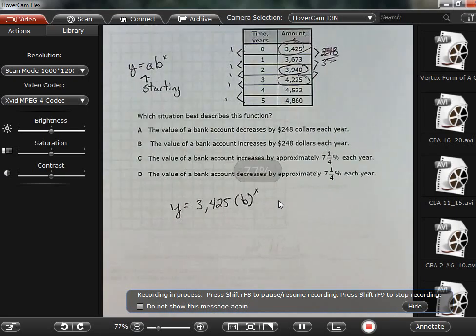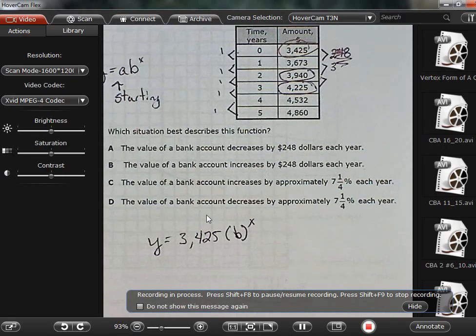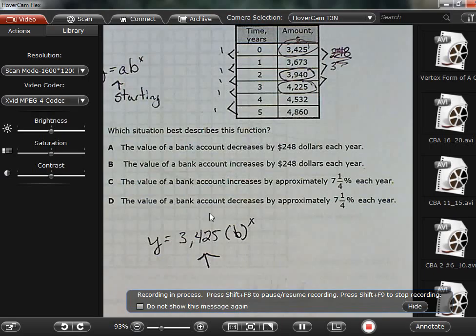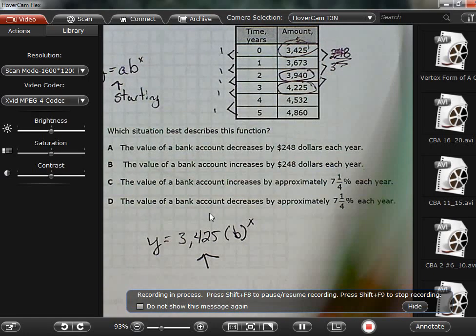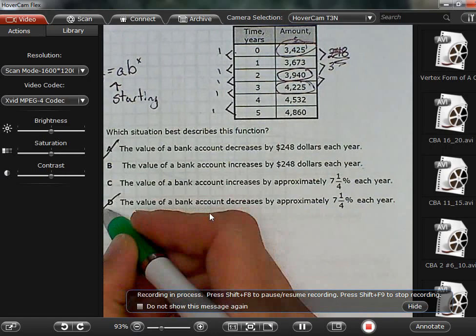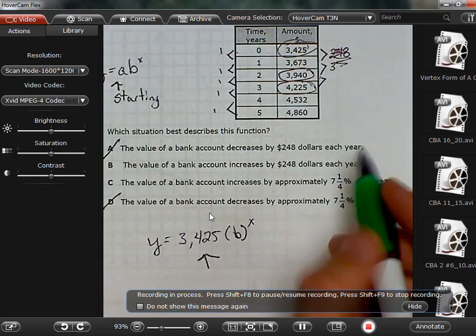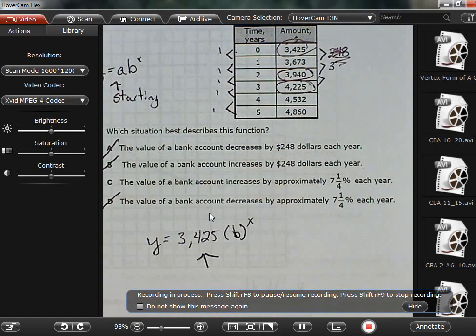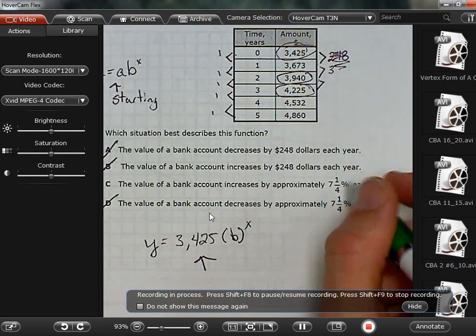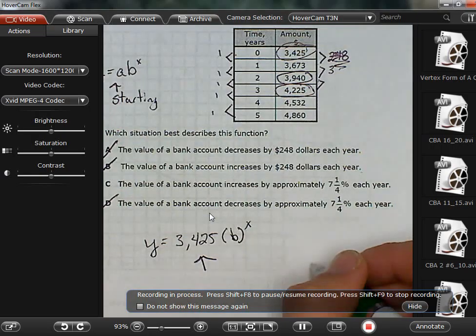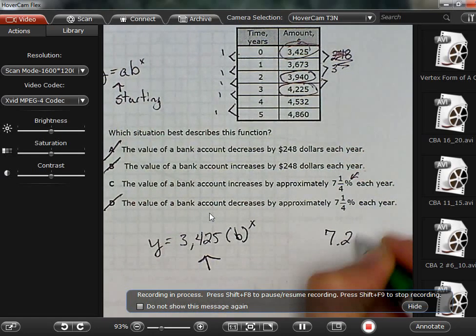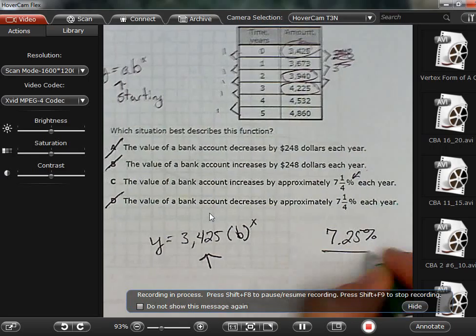All right. If this is the starting point, are these numbers getting bigger or smaller? These are getting larger. So I can get rid of anything that says decreases first off. So I know that it's not going up the same every time, so I can get rid of that. Now I just have to check to see if C is true. So what's 7 1/4 written as a decimal? 7.25. It's a percentage. So it'd be 7.25%, but now I have to divide that by 100.